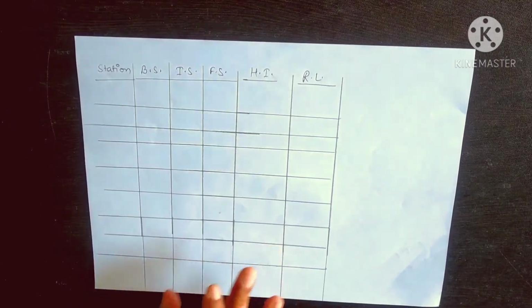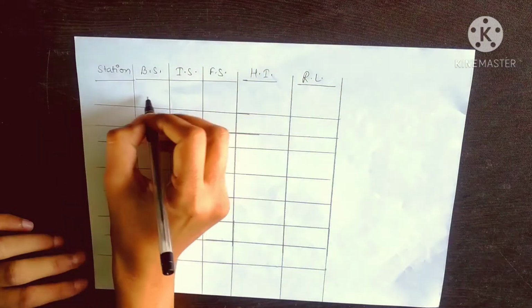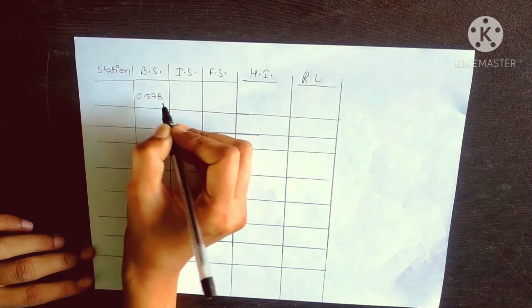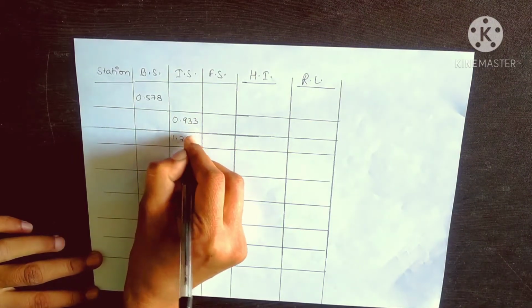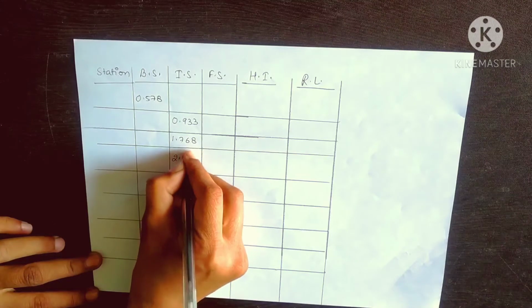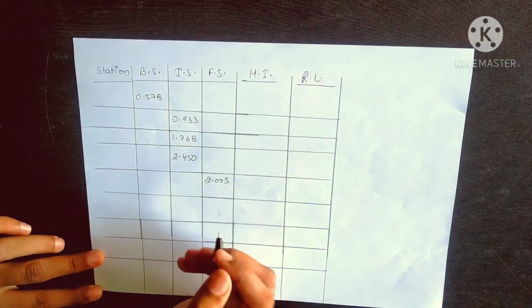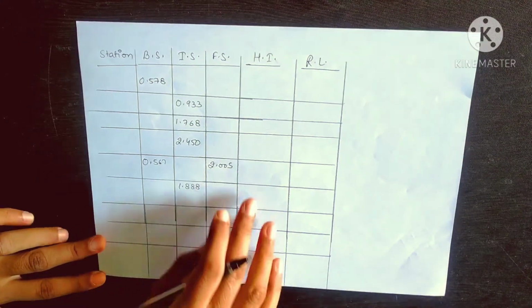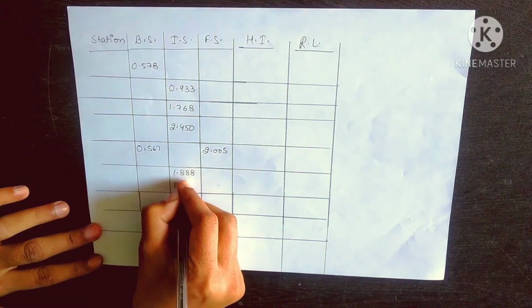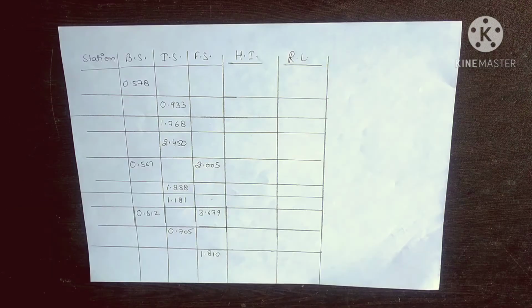Now let us look at the question. The question given here. First of all, the BS value is 0.578. The IS is 0.933, 1.768, 2.450. FS is 2.005. The subsequent 1.888, 1.181, 0.679, 0.612. So let us solve this question one by one.